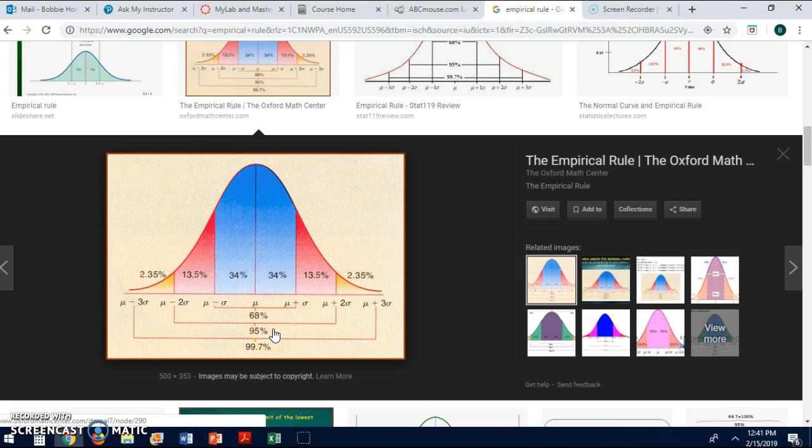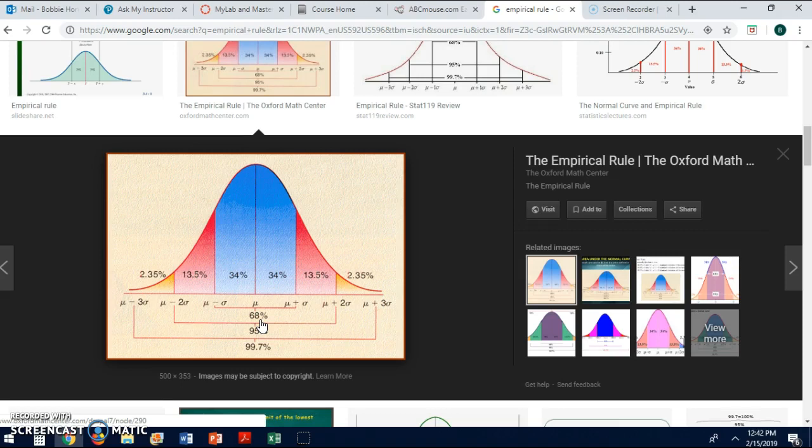So we want to know the upper and lower limits for 99.7%, and that would be 3 standard deviations. Basically, you're going to take your standard deviation and multiply it by 3 if it's 99.7%. You multiply it by 2 if it's 95%, and you multiply it by 1 if it's 68%.